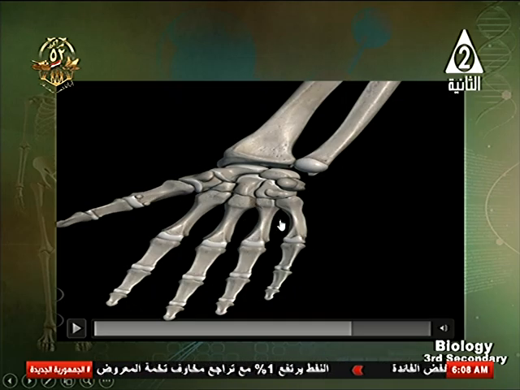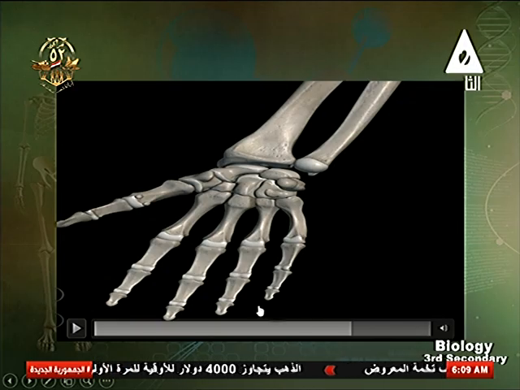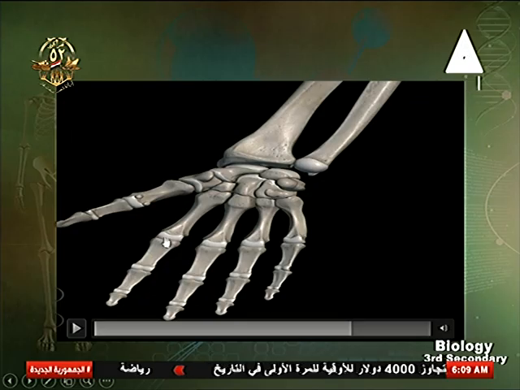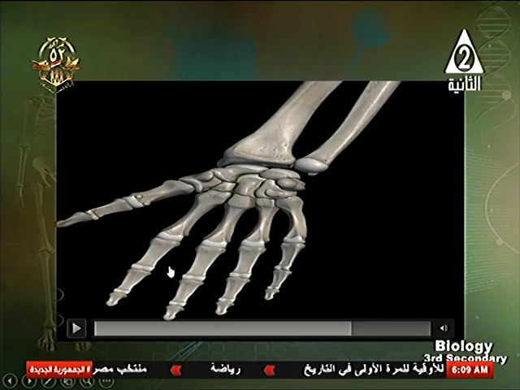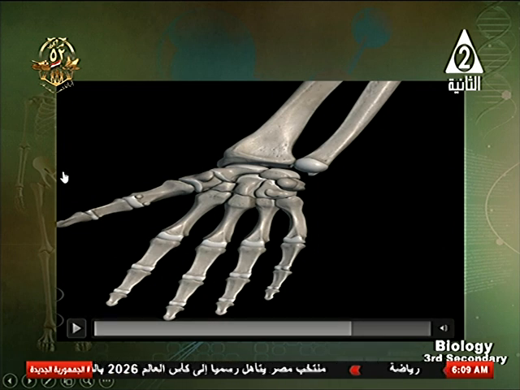The hand palm consists of 5 bones called metacarpals that are followed by 5 digits, the fingers. Each finger consists of 3 bones called phalanges, except the thumb. The thumb consists of only 2 bones, or 2 phalanges.